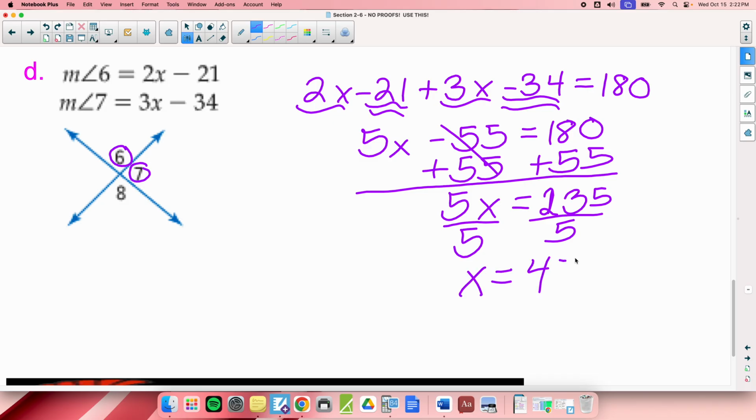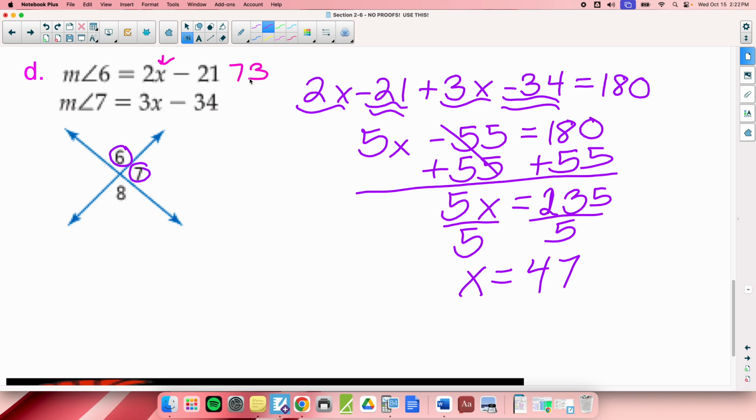Yeah, 47. Are you sure? Okay, then let's go back here. If I put 47 in here, see your mental math. What's 2 times 47? 94. Minus 21. 73. 73 is correct.